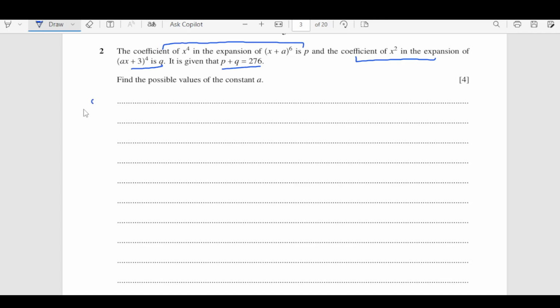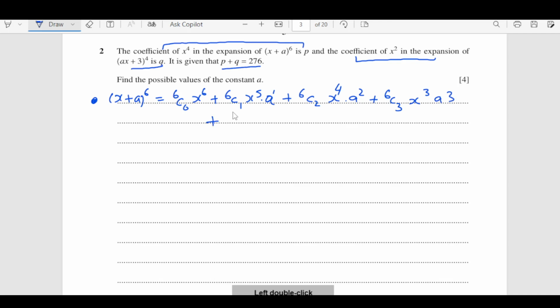First of all, I'm expanding this one, (x plus a) to the power 6, right? When we expand this, this is going to be 6C0 x^6, do these expansions very carefully, then 6C1 x^5 a to the power 1, plus 6C2 x^4 a^2, with the power of x going to decrease and the power of a going to increase, then 6C3 x^3 a^3, then plus 6C4 x^2 a^4, then 6C5 x a^5, plus 6C6 a^6, where x to the power 0 is 1, right?